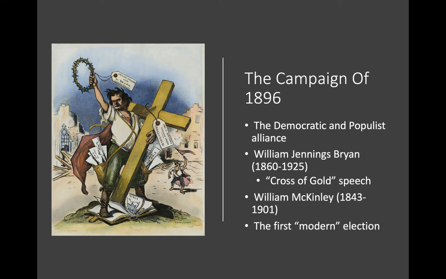Because the thought was the more currency you have, the higher the price on commodities, and therefore the more profit for people like farmers. So, in talking about the ideas floated by the Republican Party to embrace instead the gold standard, to kind of restrict the value of the dollar by only pegging it to gold, in his most famous quote in that speech, he declared, "You shall not press down upon the brow of labor this crown of thorns. You shall not crucify mankind upon a cross of gold."